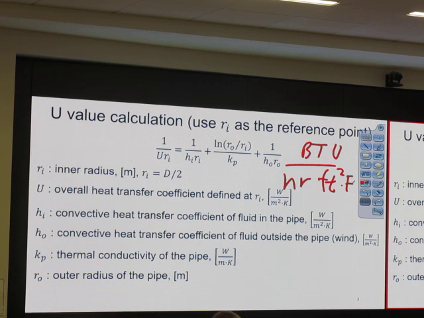This is the unit of the U value in the field case. This kind of question can be a true or false question. What if I change from Fahrenheit to Rankine? Is there going to be anything changed?